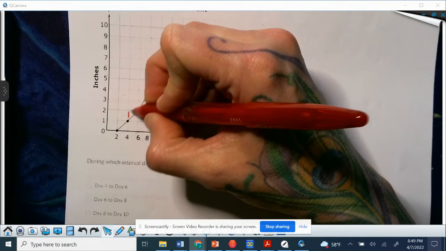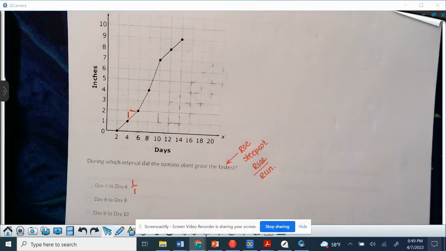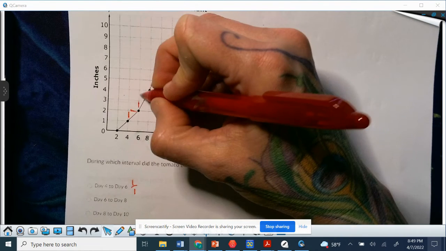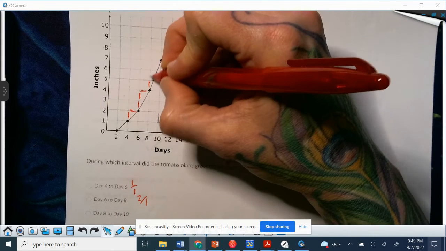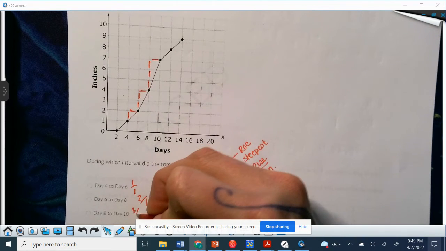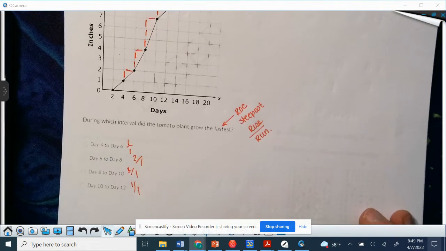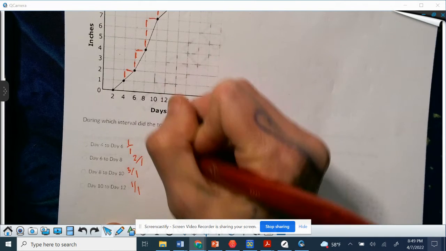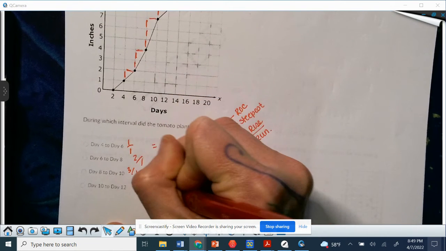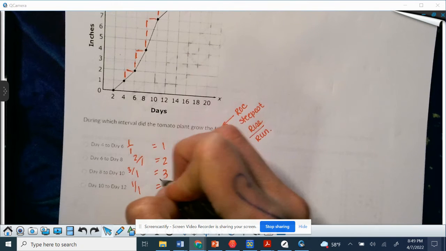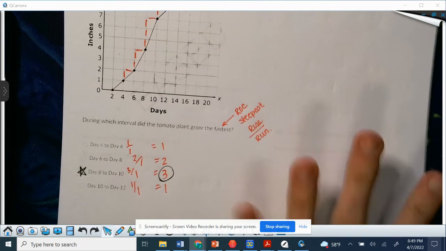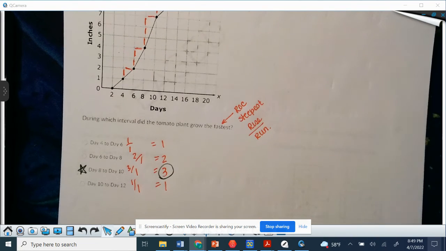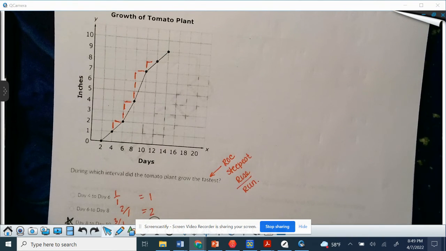So 4 to 6 is 1 to 1. Rise 1, run 1. 6 to 8 is 2 over 1. 8 to 10 is 1, 2, 3 over 1. And then 10 to 12 is 1 to 1 again. So 8 to 10 is the 3, because remember, anything over 1 is 1, 2, 3. Your highest number is your answer. So between 8 and 10, it grew the fastest. That's why that line is increasing the most quickly, or is the steepest of all the portions of that graph as well.